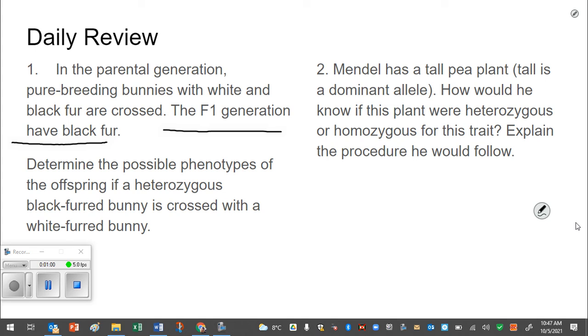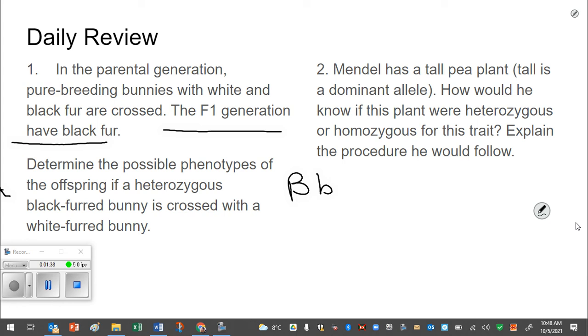Now, when I'm making my predictions for the possible phenotypes of the offspring, the first step is always to figure out what's the genotype and phenotype of the parents, right? That's step one in doing a cross. So it tells me right in the context that there is a black-furred bunny, and it says that that black-furred bunny is heterozygous. So I might write big B, little b as the genotype for my heterozygous black-furred bunny. It's not super important that you chose the letter B, but rather it's important that you had a capital and a lowercase letter.